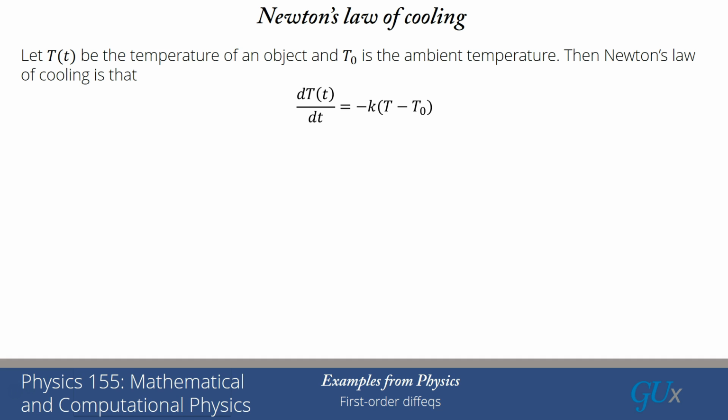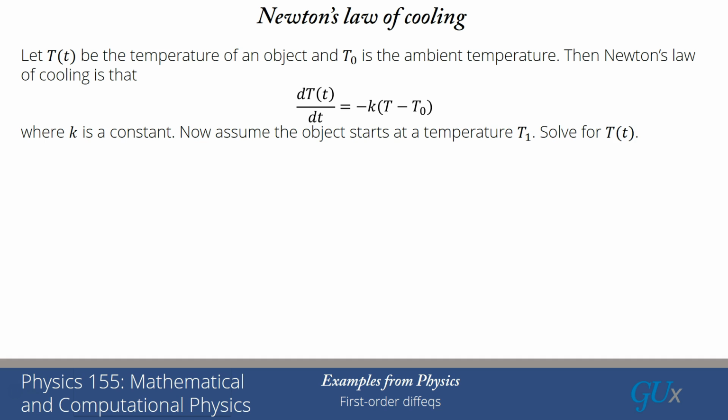There's some constant k that we have to figure out for any given example if we want to apply Newton's law of cooling. But it's a pretty straightforward equation. It simply says that if there's a temperature difference, that temperature difference is going to decay proportional to what that temperature difference is. So if I have a large temperature difference, the cooling is much faster than if I have a small temperature difference. All right, this is a nice linear first order differential equation. We're going to assume that the object starts at a temperature T1 at time t equals 0, and we want to solve for the temperature profile T of t.